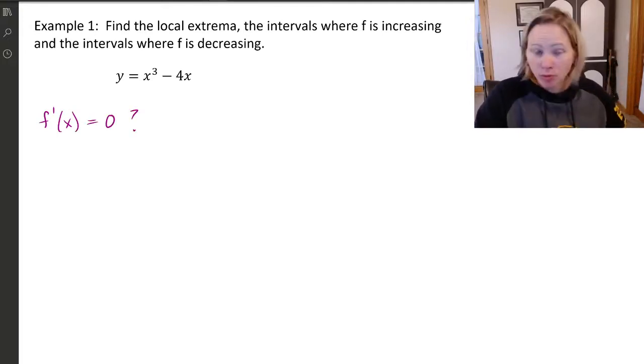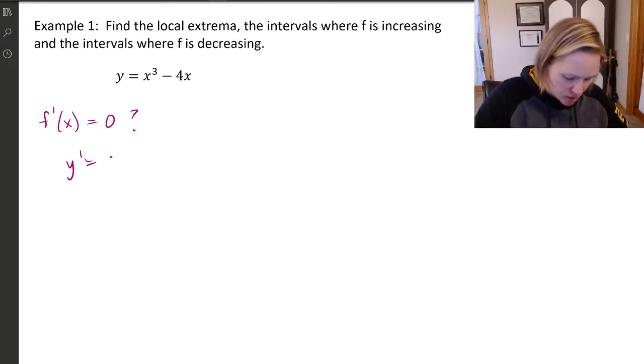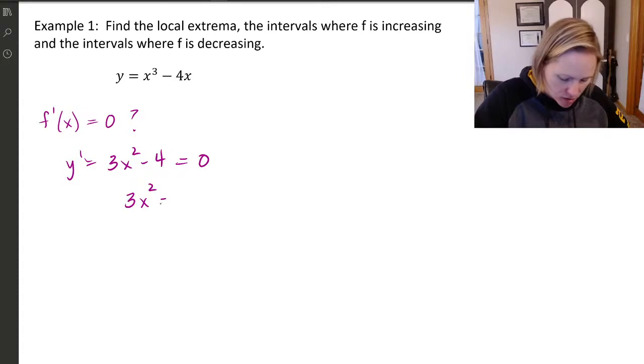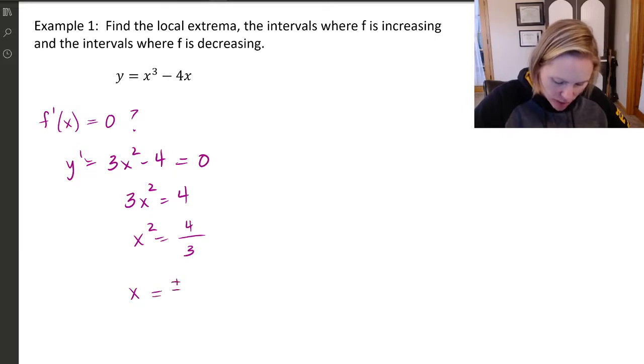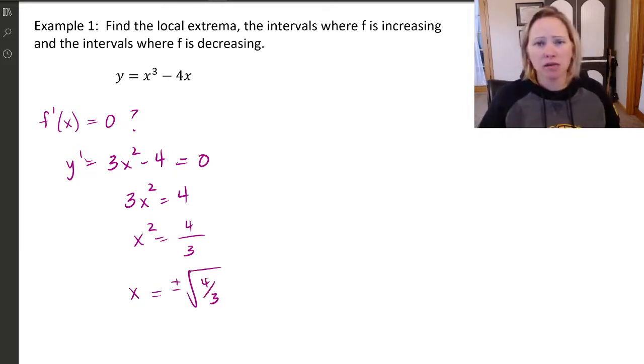So I need to find y prime. Okay, so y prime is 3x squared minus 4. And I'm going to set this equal to 0 and solve. So 3x squared equals 4. x squared equals 4 over 3. So x would be plus or minus the square root of 4/3. Now, I'm not going to simplify this because this is big kid math. We don't need to simplify this and waste our time. Plus, you're going to find out that just leaving it alone here is actually going to make it easier in the long run when we try to identify what's happening.